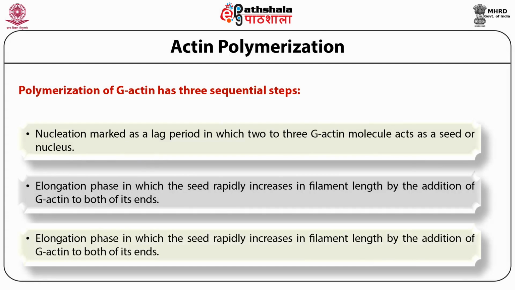The third is the equilibration phase or steady state, in which the growth of F-actin precisely balances the dissociation of the monomers from the F-actin. That means the number of actin monomers attached to the F-actin and the number of G-actin dissociated from the F-actin remain equivalent. So that is where the steady state of the length of the filament is maintained.